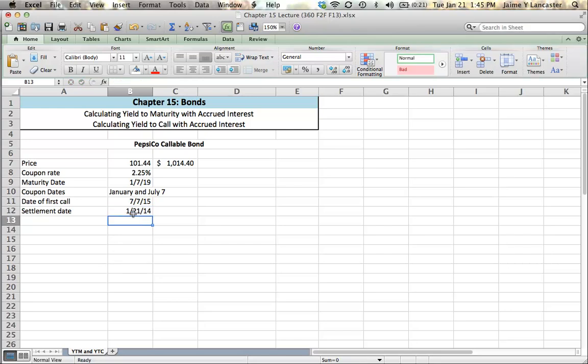So if we want to buy the bond today, we're going to be buying it from somebody, because this bond is already trading in the public market. We're going to buy it from somebody who's held it, who has owned it since the last coupon was paid on January 7th, 2014.